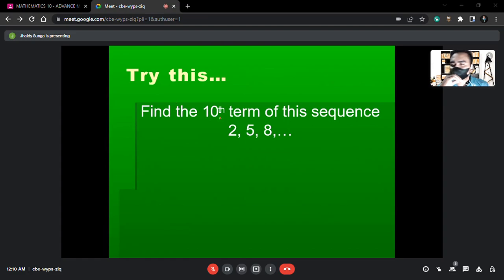So let us try this sequence. We are to find the 10th term of the sequence. So what are we going to find? The term that we are going to find would be the 10th term of this sequence. So our sequence would be 2, 5, 8.